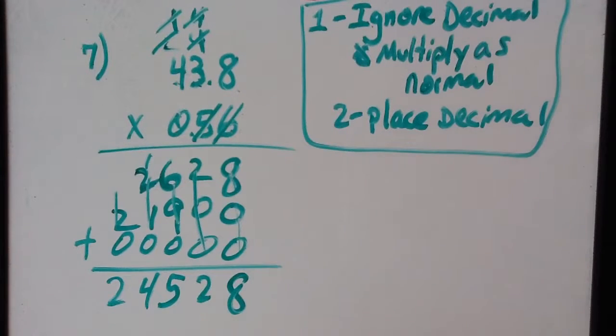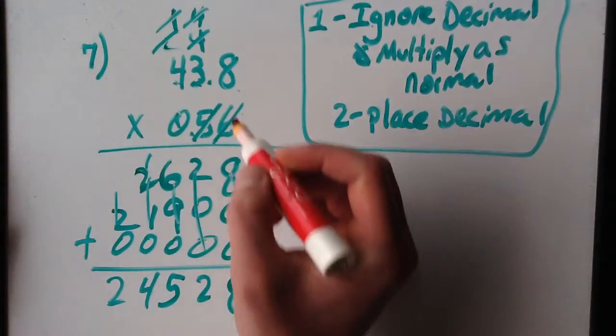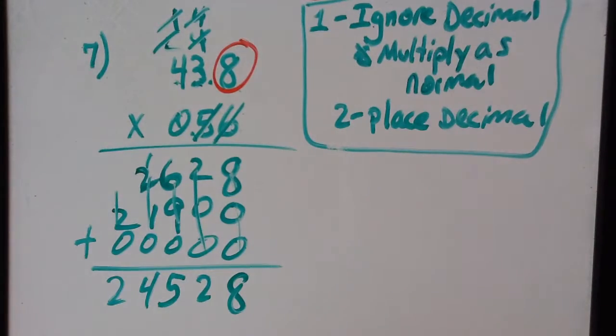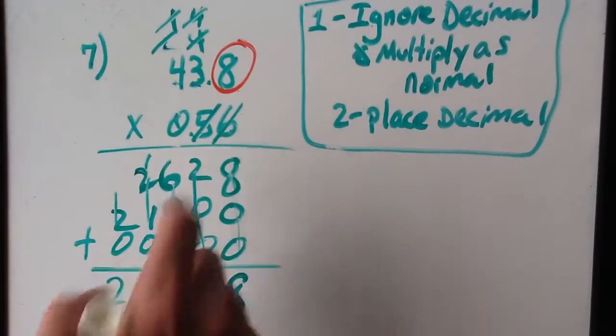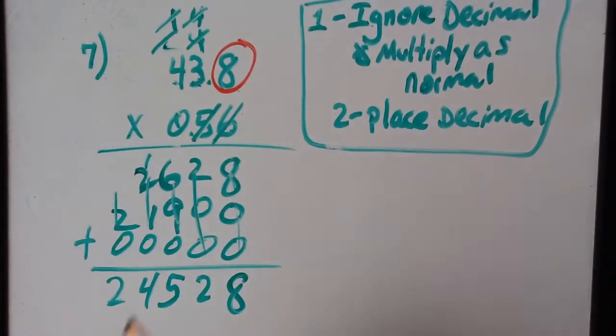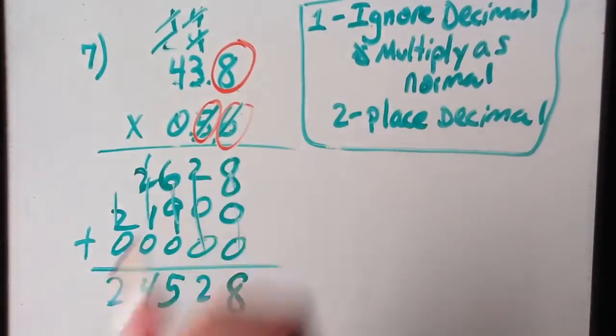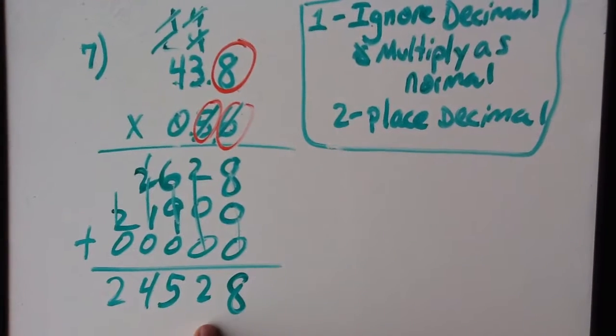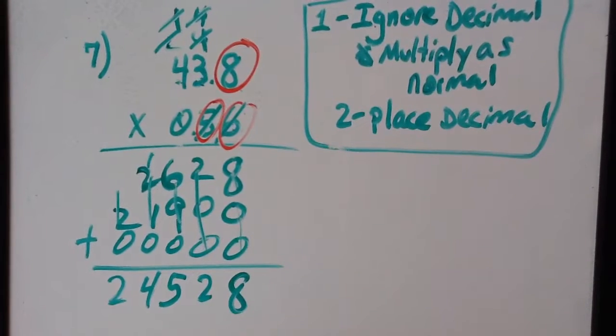Now I must place my decimal. To place your decimal, you have to look at how many digits you have after the decimal points in the numbers that you started with. Okay, so in the first number, I have 1 digit after the decimal. That is the number 8, or the digit 8. In my second number, 0.56, I had 2 digits after the decimal point, 5 and 6. So in total, I have 3 digits after the decimal points. So in my answer, there should be 3 digits after the decimal point.